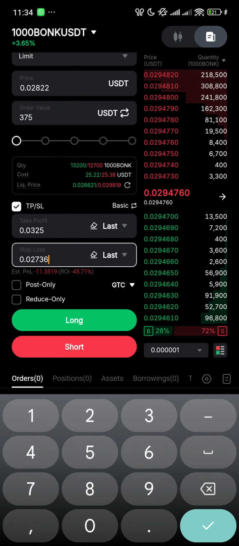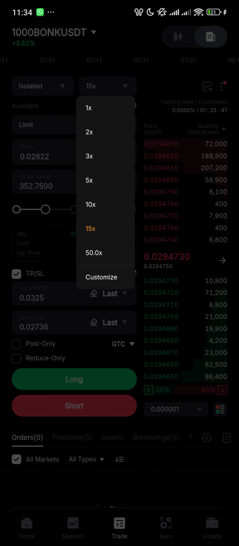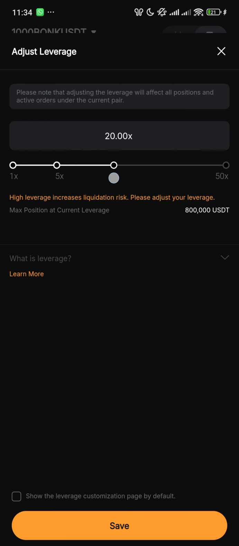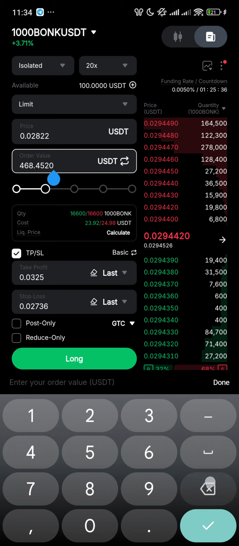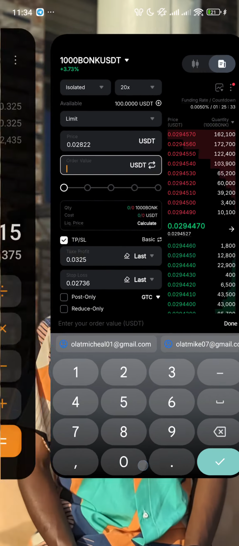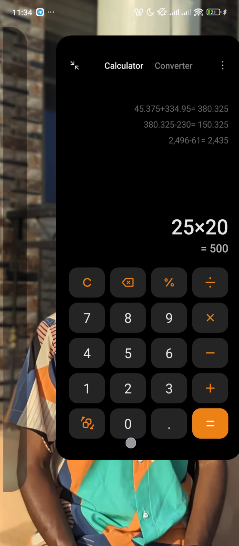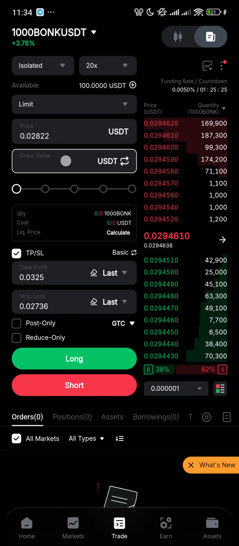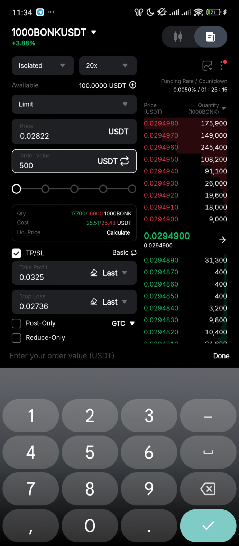So now let's increase the leverage, because I want to use the whole $25 for this trade. Let's go for 20x leverage. Let me save this so you can even see the warning sign. So 25 times 20 should be 500. So increase this to 500. Remember, we are still sticking to our entry price, which is 0.02822.